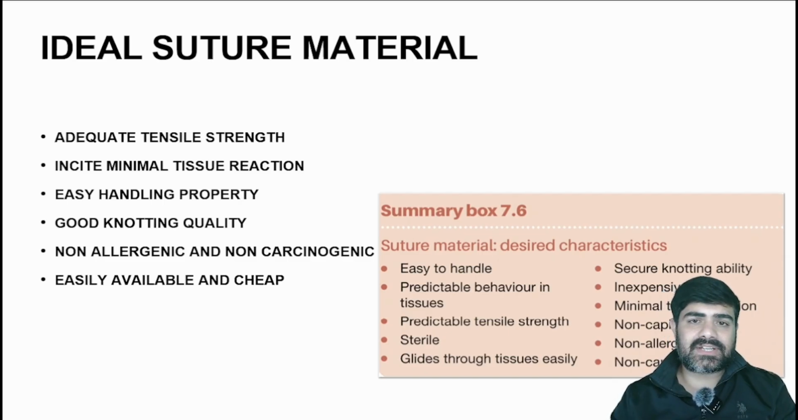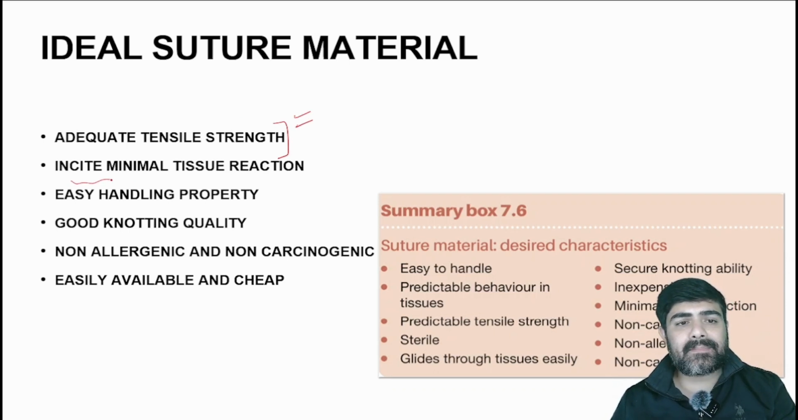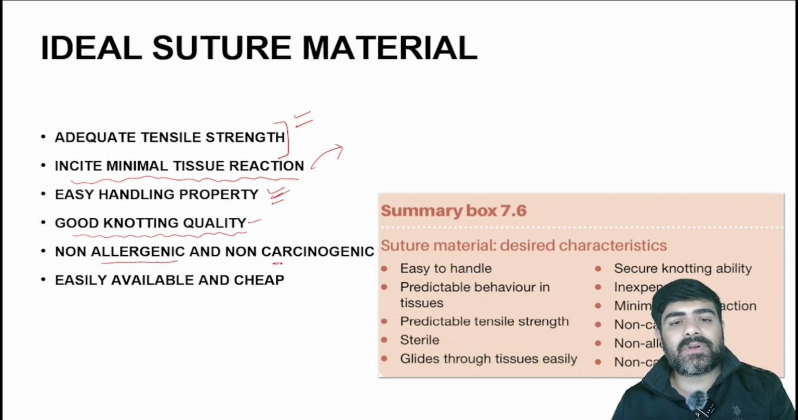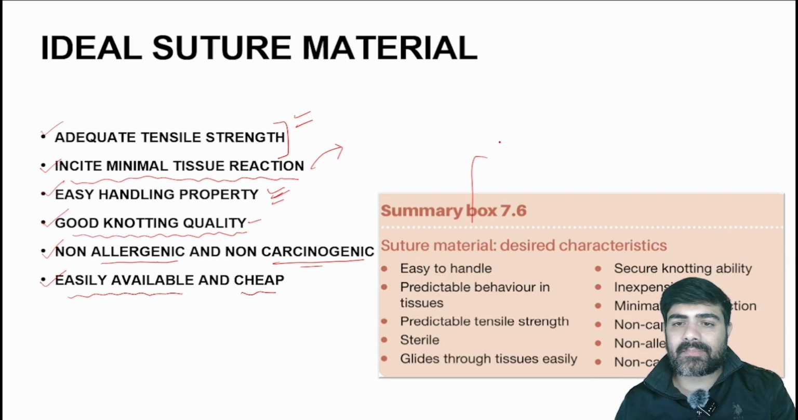What is ideal suture material? One thing we have to note is that there should be adequate tensile strength in the ideal suture, and it should incite minimal tissue reaction. There should be easy handling property, then good knotting quality. The knot should not slip. It should be non-allergenic and non-carcinogenic, and it should be easily available and cheap. So important are adequate tensile strength, minimal tissue reaction, easy handling property, good knotting quality, non-allergic, non-carcinogenic, and easily available and cheap. It's taken from Bailey and Love.